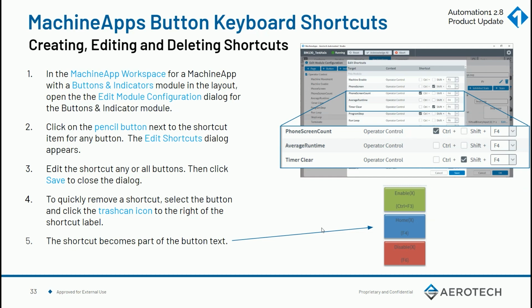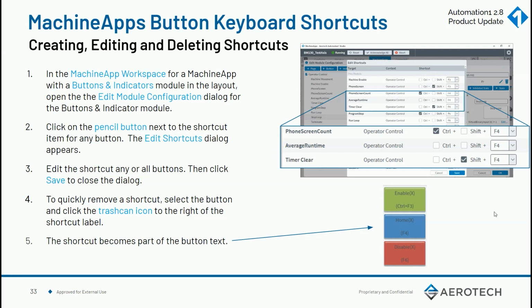So in the machine apps workspace for any machine app with buttons and indicators in the layout, you could open the edit module configuration dialog, and then you would click on this pencil button. Again, I'll use my mouse, it shows up here in the top right, and clicking on that button will open the edit shortcuts dialog, which I'm zooming in on here. You can edit the shortcut for any or all buttons, then click save to close the dialog, save being right here. And then to quickly remove a shortcut, you also have the ability to use the trash can icon to the right of the shortcut label.